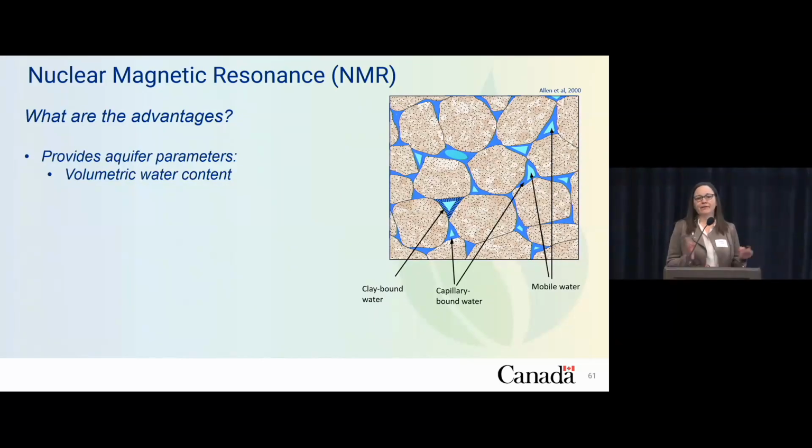So here's an example here of a theoretical geological material. It contains water bound in tiny clay-sized pores. It has water bound in pore throats. These two are considered by us the bound water fraction. And then it has mobile water in larger pores, which we'd consider the water that's able to move through the formation and contributes to the effective porosity.